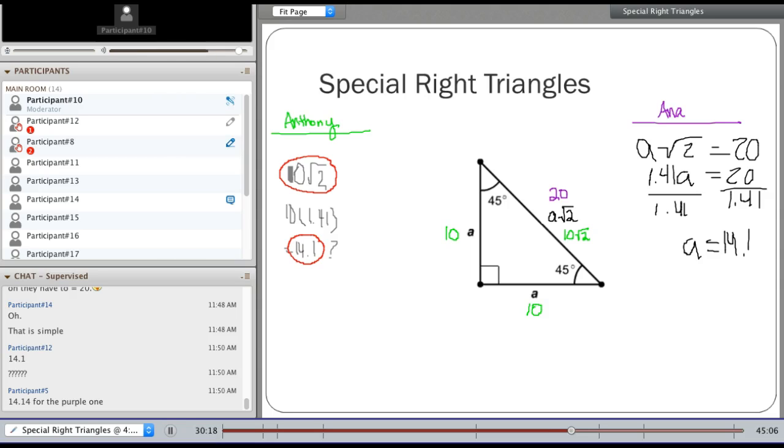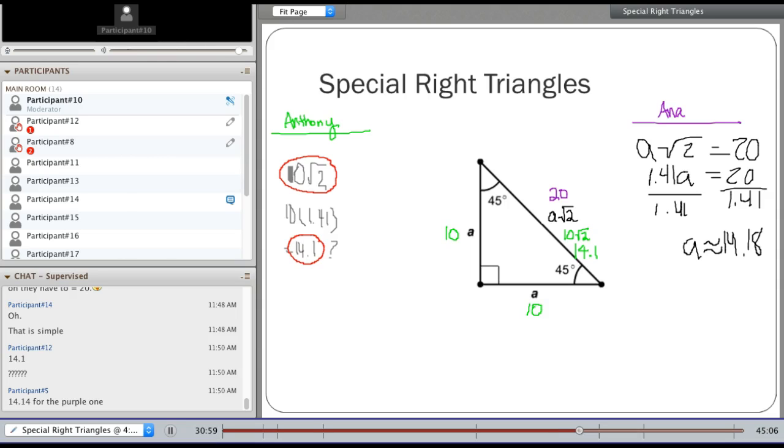Yes, Anthony. So what I was saying was 14.1 is also acceptable. So you could say 10 square root of 2 or 14.1. I just want you to be comfortable with each of those. Oh, I think you're saying for the purple. Yeah, this was just a coincidence that A for Anna is also, let's see, 20 divided by, yeah, so it ended up being 14.1 as well.